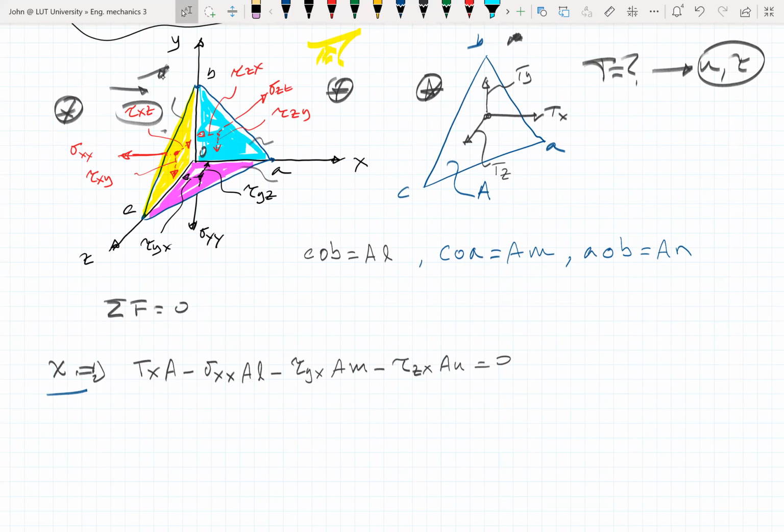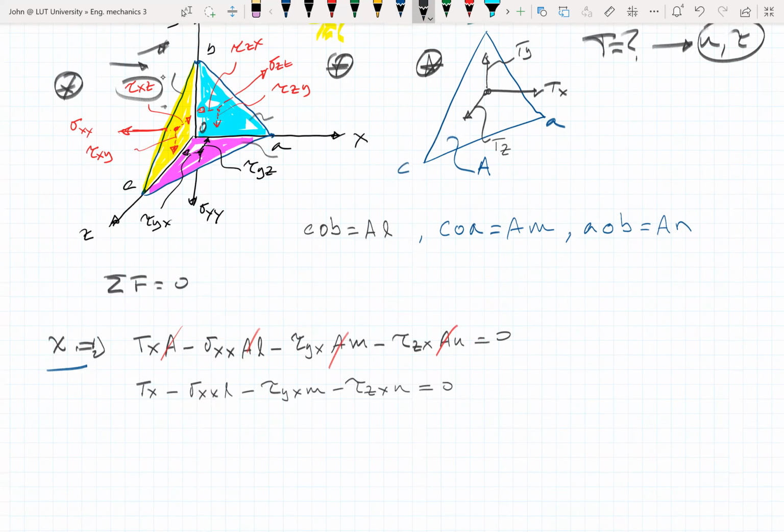As definitely we're working with an existing area, I can right away say that these can go away. We'll rewrite this as Tx minus sigma xx l minus tau yx m minus tau zx n equals 0.